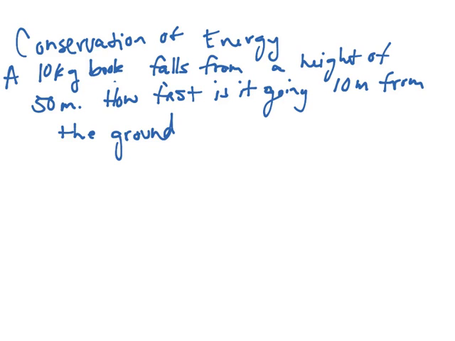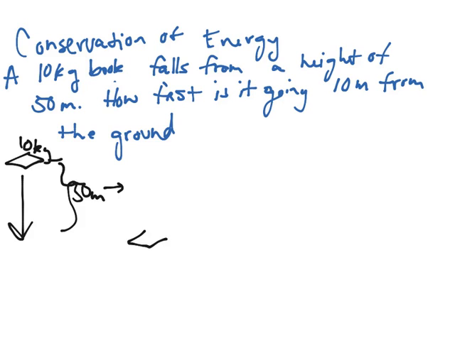Alright, so it's the conservation of energy. A 10 kilogram book falls from a height of 50 meters. How fast is it going 10 meters from the ground? So you always want to make a before and after picture. So we have our book, and it is falling. So I'm assuming it is 50 meters up here, and it's a 10 kilogram book. Next, we're looking at it right before it hits the ground at 10 meters. It is still 10 kilograms.